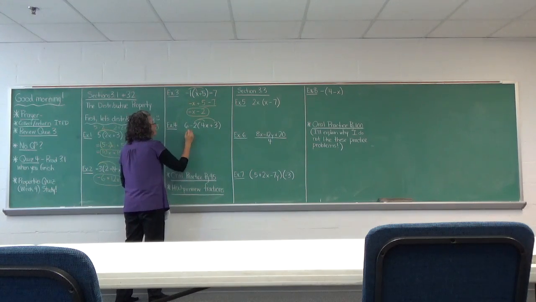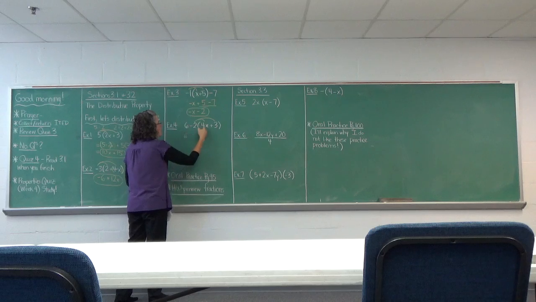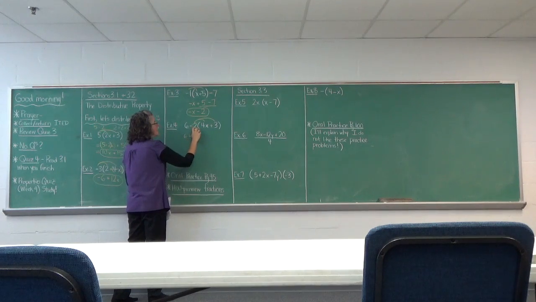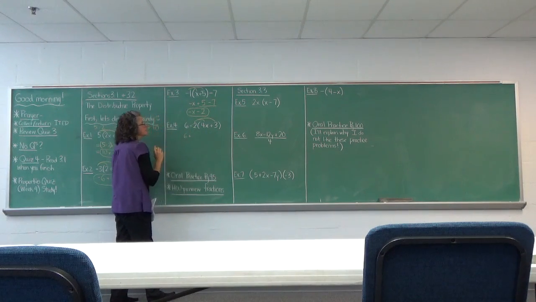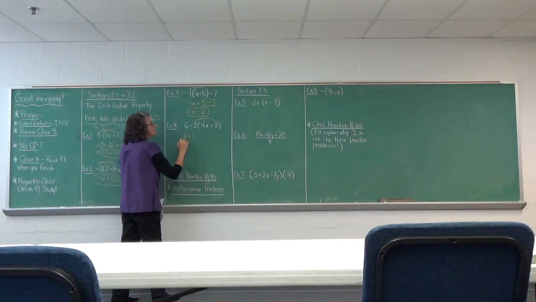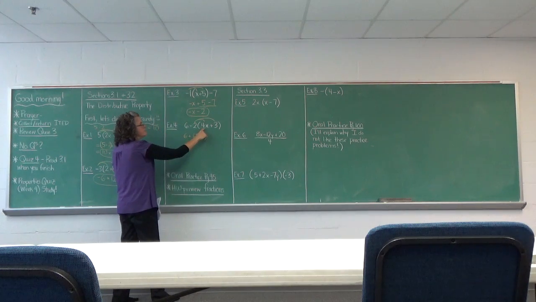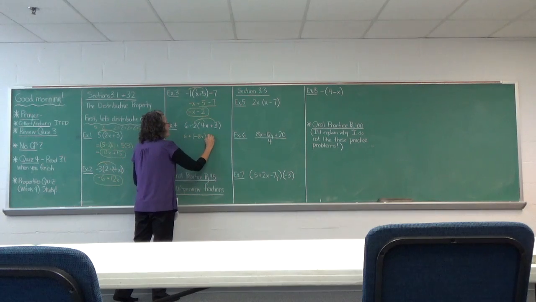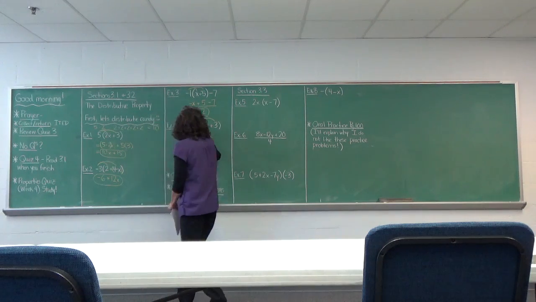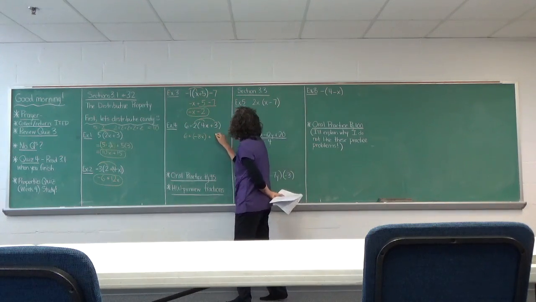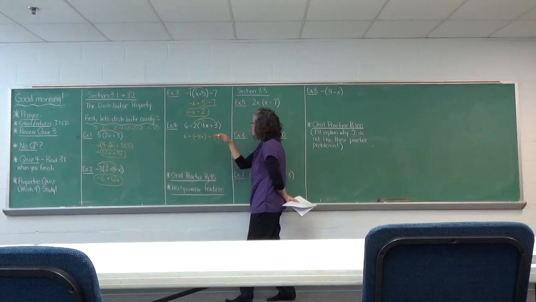Now I'm going to carry down my 6, and I'm going to go ahead and distribute this. Remember, this is adding the opposite, so I'm going to bring down a plus. What is negative 2 times 4x? That would be negative 8x. So negative 2 times 4x is negative 8x. And then I've got plus, Jackson, I've got a negative 2 times a positive 3. What am I going to write? Negative 6.